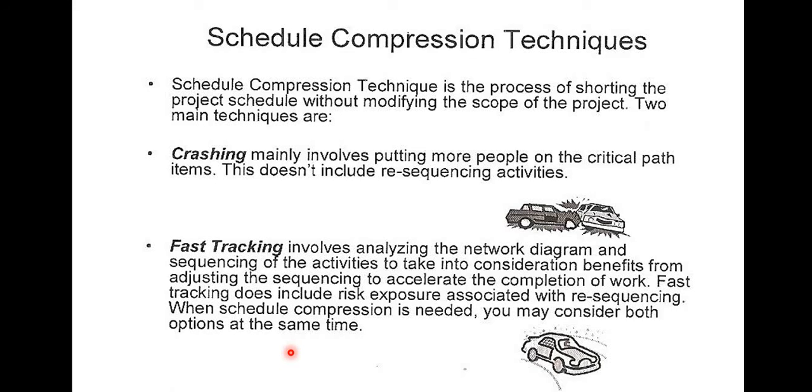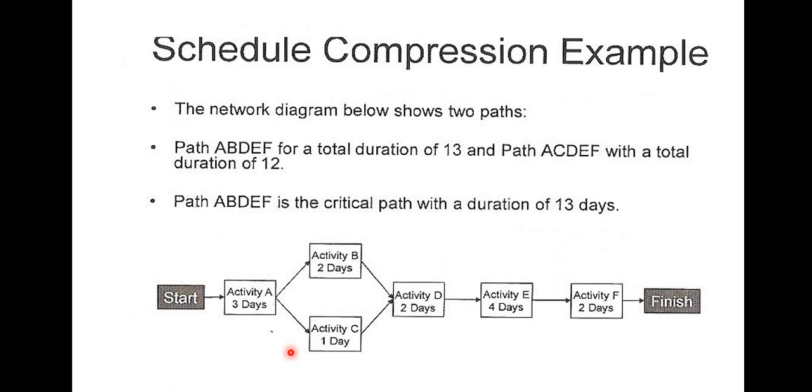There are two main techniques. Crashing mainly involves putting more people on the critical path item. This doesn't include rescheduling activities. Fast tracking involves analyzing the network diagram and scheduling the activities to take advantage of adjusting the sequence and all of that. So one has to do with putting resources on the project, the other has to do with modifying the network diagram. This is an example of schedule compression. This is an example of what we are talking about.